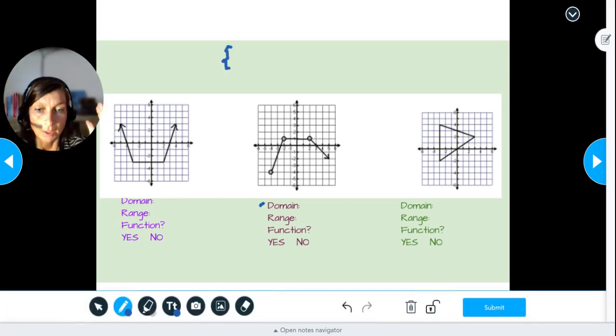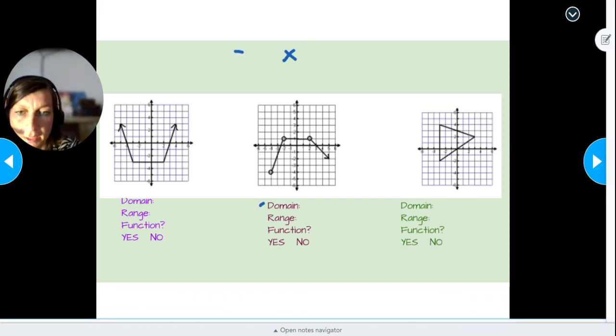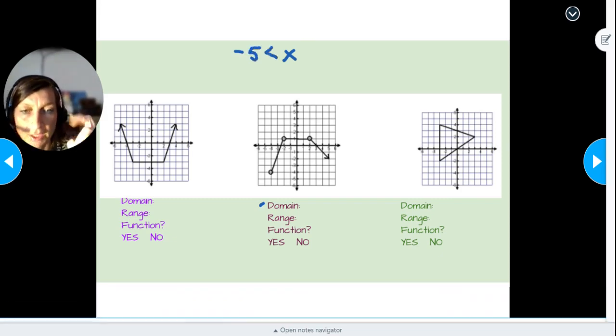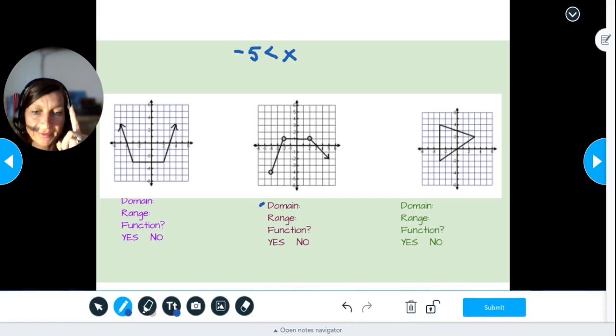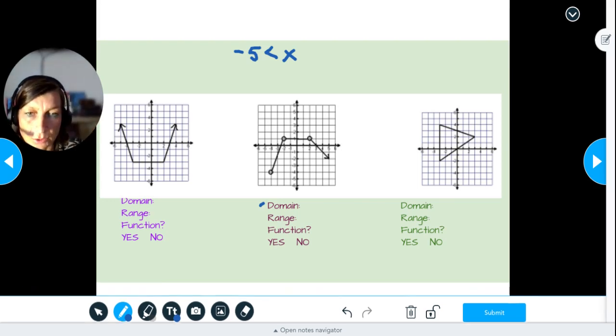Check it out. Is my -5 included? Maybe I don't need a brace because I have to use my x. X is going to be greater than -5, it seems, if I see that correctly. Greater than, not included, because open circles do not include the number. Okay? And then it's going to go on until I get to -2.